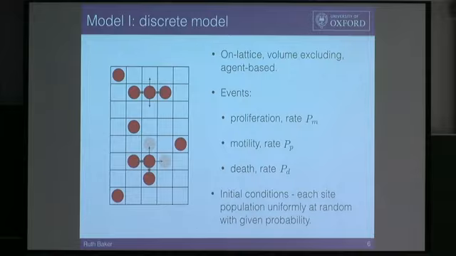at different rates. I think I always take proliferation to be 1 and scale everything else. Mix these up, haven't I? Motility at rate PM, proliferation at rate PP, and death at rate PD.